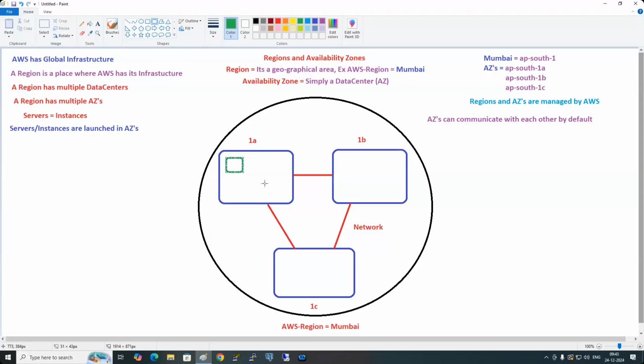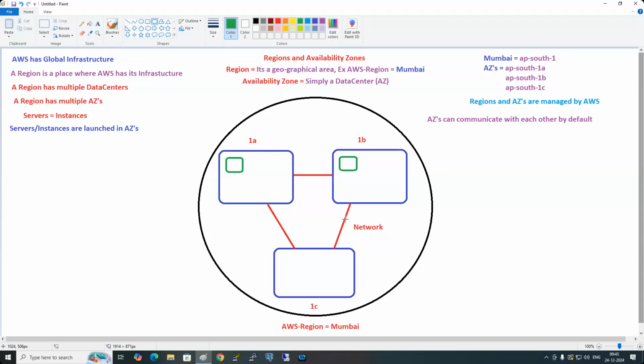Okay, I have launched one EC2 instance in 1A. I have launched another EC2 instance in 1B. Can you tell me, will these two EC2 instances communicate with each other by default or not? Yes or no? Answer is yes. Why? Because the availability zones' network is interconnected. You're getting it? Okay, another question for you, Nana. Very good.